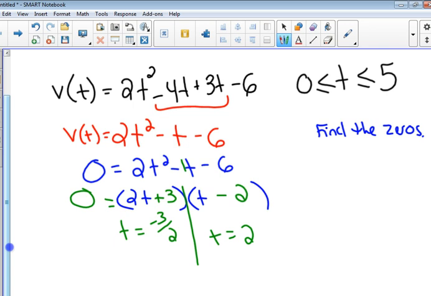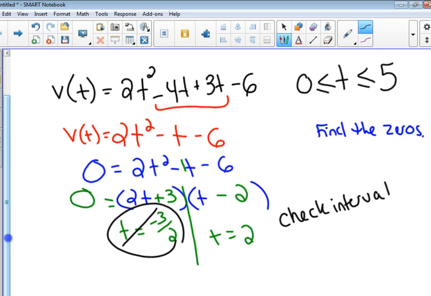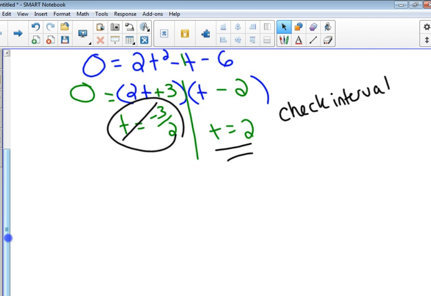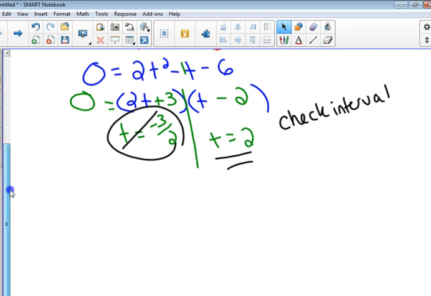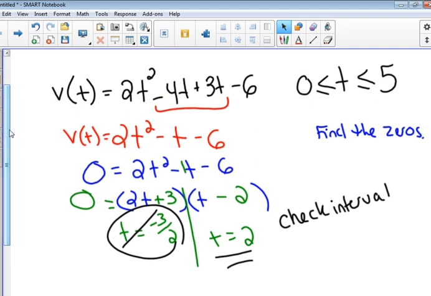This is where, if we drew this thing, it's going to hit 0 in these 2 spots. We want to check our interval. Are both of them in the interval? No. The one that's not in the interval, -3/2, is not in there, so we're going to get rid of it. So we're only going to be using t equals 2. This is going to help show you where we're going to split the integration up.